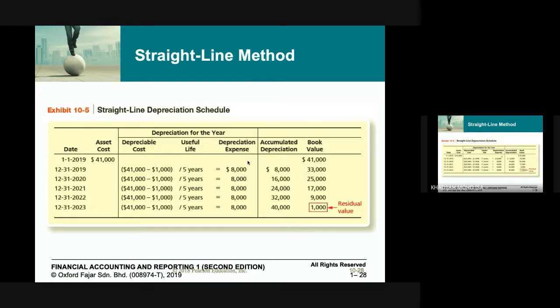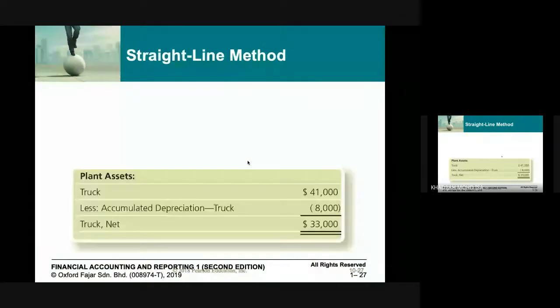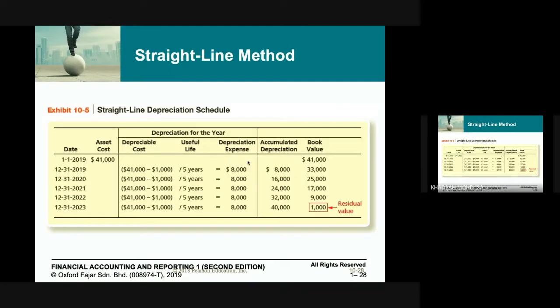Because whatever the cost minus residual value divided by 5, so 8,000 will be given every year for 5 years. The accumulated depreciation will increase annually. 8,000 first year, second year plus another 8,000 now becomes 16,000. Third year plus another 8,000, now it accumulates to 24,000. Fourth year plus another 8,000, now accumulated is 32,000. And final year, you have accumulated 40,000. But remember that the cost of the asset is 41,000, so when you minus your accumulated depreciation, you see that the book value decreases over time. But at the end of the 5th year, you have 1,000 here that shows the residual value of the asset after the 5 year period.